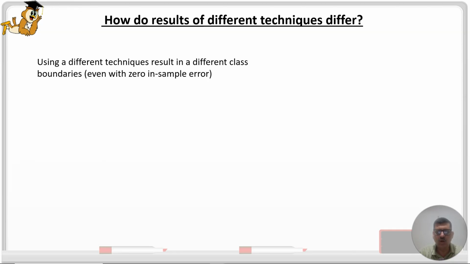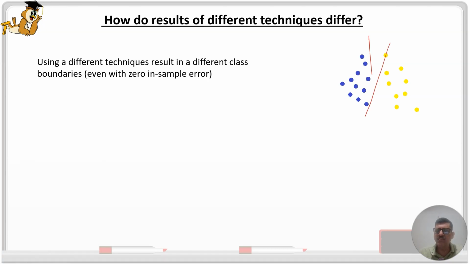Okay then. So how do the results of these different techniques differ? Of course, using different techniques will result in different class boundaries. So for example, if you had data looking like this, using a different technique might result in a different class boundary. Depending upon the data as well as the technique, these class boundaries would differ. But that is essentially what is going to happen.